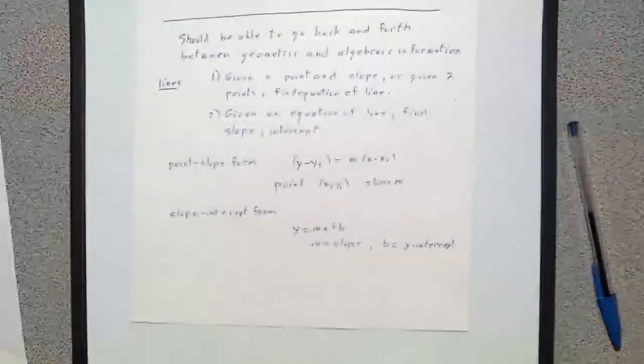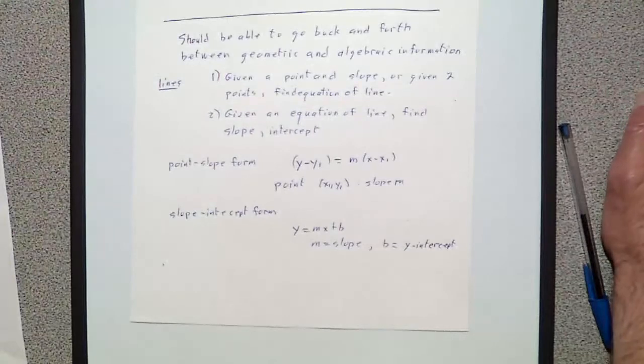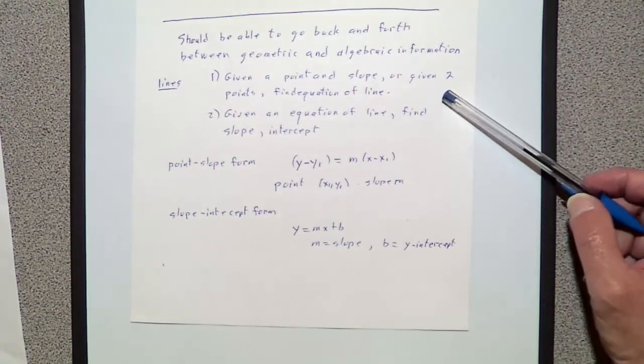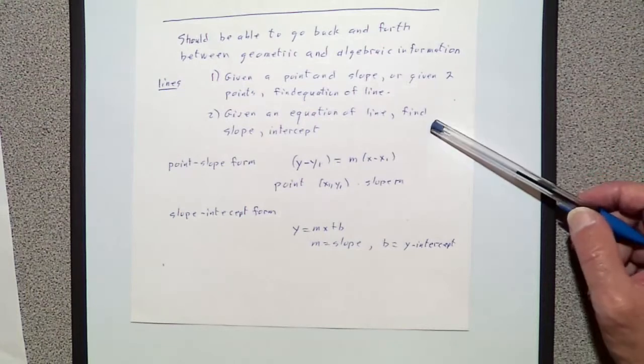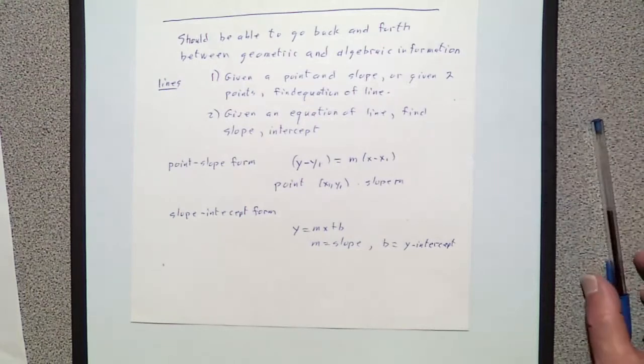Now, another important point in this class, you should be able to go back and forth between geometric and algebraic information. So let's start with lines. Given a point and slope, or given 2 points, you should be able to find the equation of a line. And given an equation of a line, you find slope and intercept.